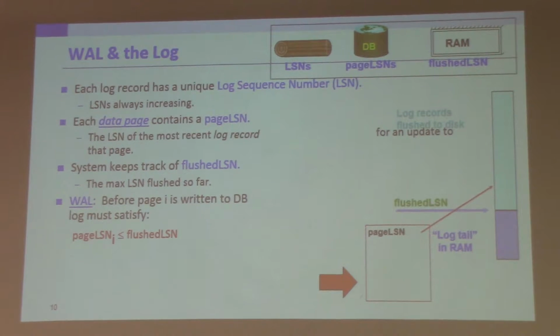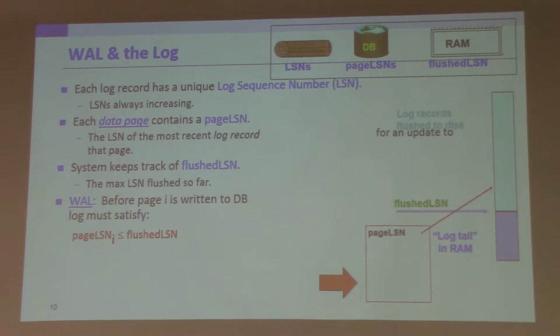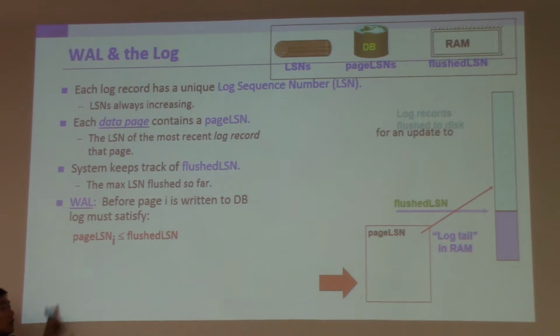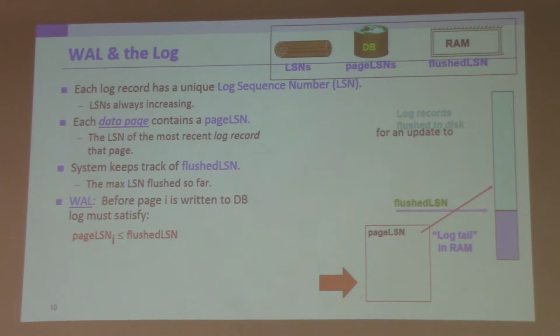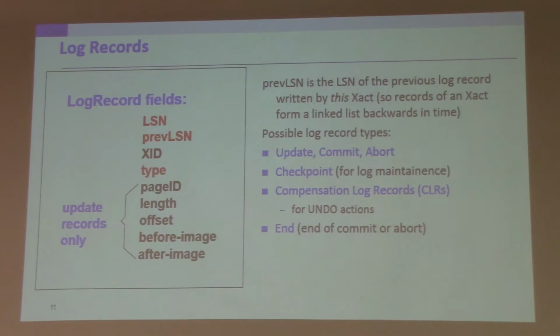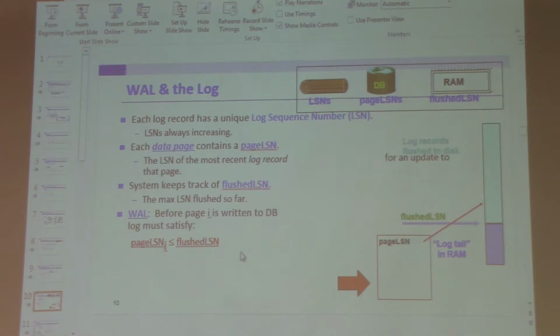And that's why, in order to do undo, to ensure atomicity, because we allow steal to happen, we have to ensure this condition. To ensure redo, we have to ensure what? The max LSN of any transaction must be less than or equal to flush LSN. So there are really two conditions for write-ahead logging. Let me be explicit.